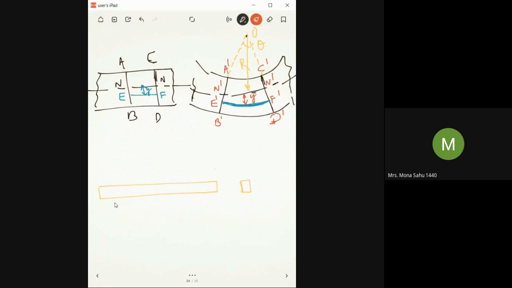So now, if this is the neutral layer, don't confuse with this. In 1 mark, generally people get confused. This is your neutral layer, NN, and it will cut the cross section also in half, correct? But at the cross section it is not called the neutral layer, it is known as the neutral axis. So don't confuse this. Neutral axis.